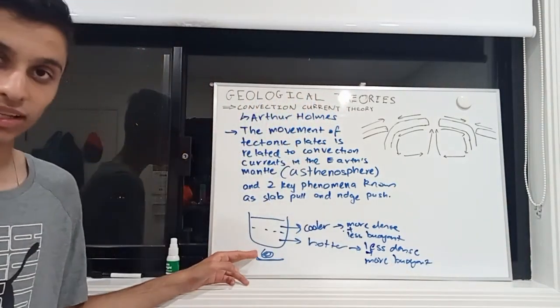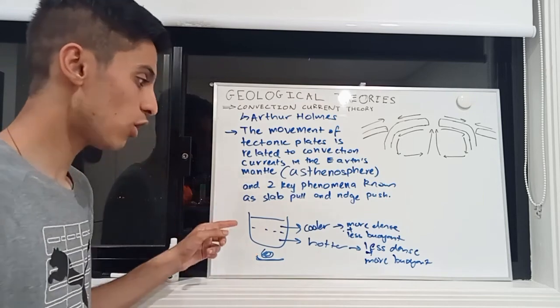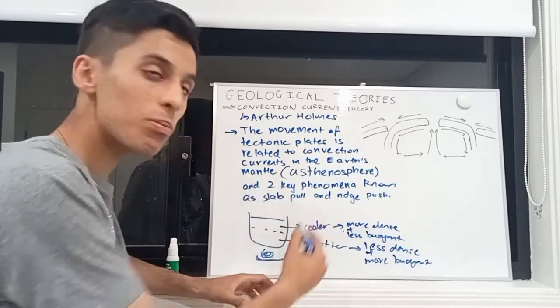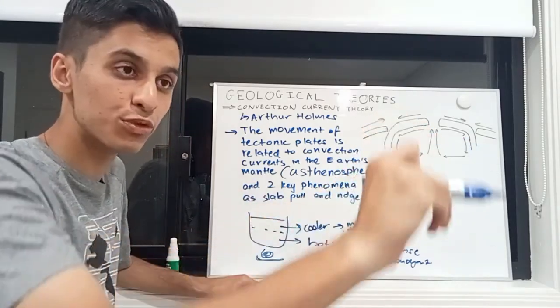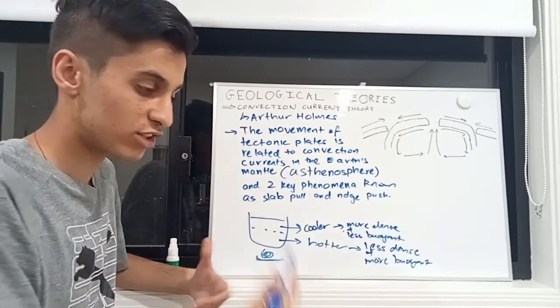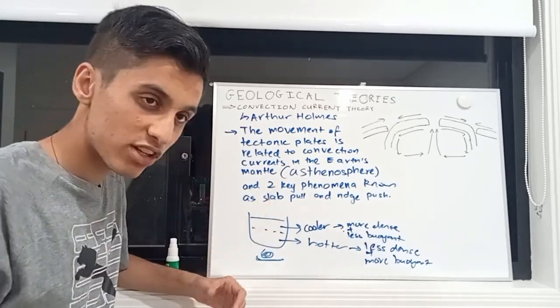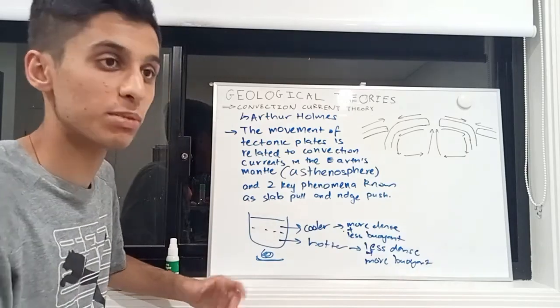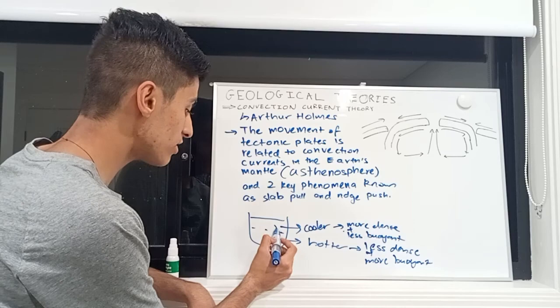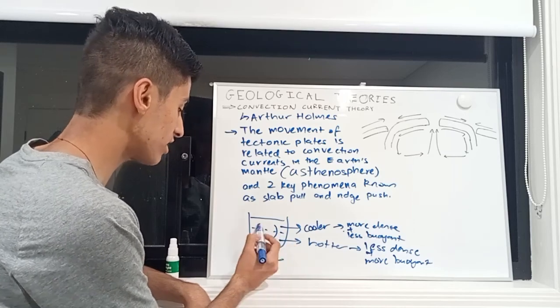Now, since the bottom is less dense and more buoyant, and the top is more dense and less buoyant, what's going to happen is the top part is going to tend to move downwards, because that's the position that suits it best. And the hotter part is going to want to go up, because it's more buoyant, and that's the position that suits it best. So the cooler part is going to go down, and the hotter part is going to come up.